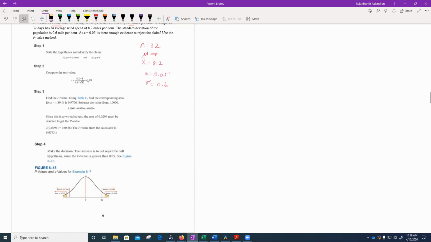Okay, so after that they use either the table or the calculator to find the area, right? So remember, now you have two tails, so therefore you have two areas. Now remember, this is my p-value of half, right? Whatever you get as the p-value, now you divide by 2.